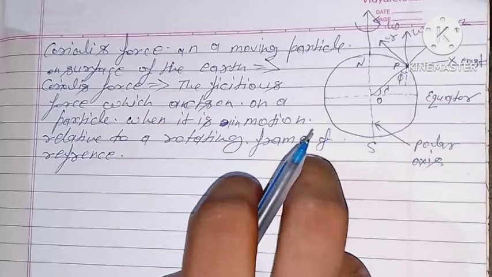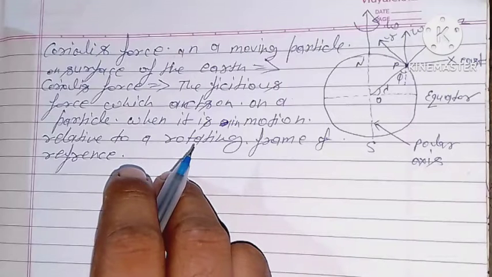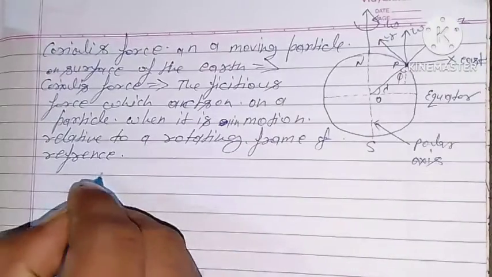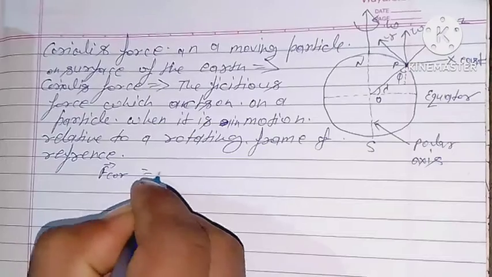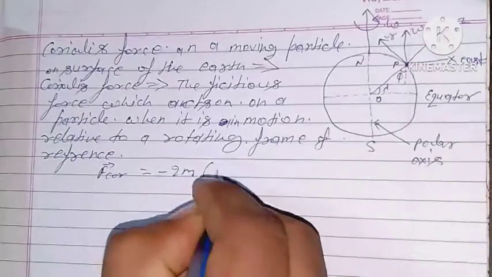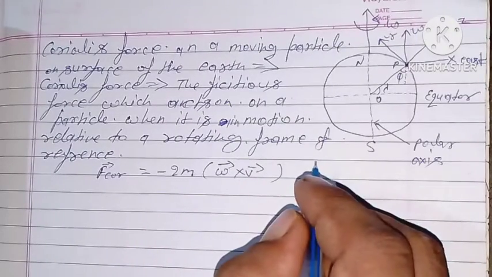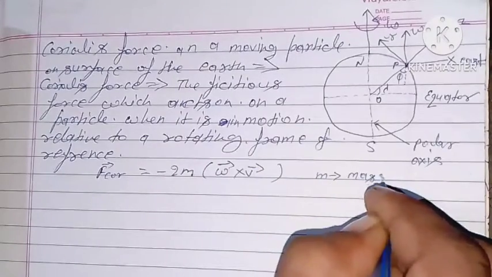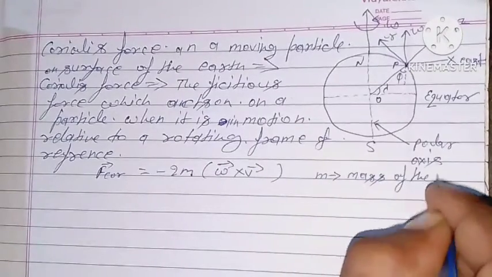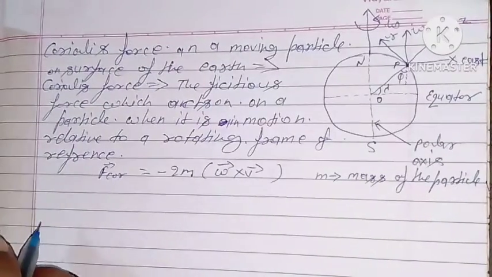Coriolis force acting on a particle moving with velocity vector v in a reference frame rotating with an angular velocity omega is given by vector F Coriolis equal to minus 2m omega vector cross vector v, where m is the mass of the particle.